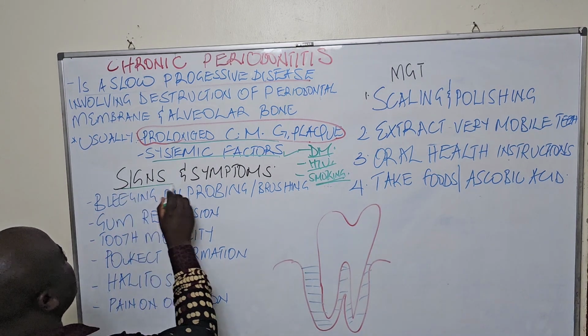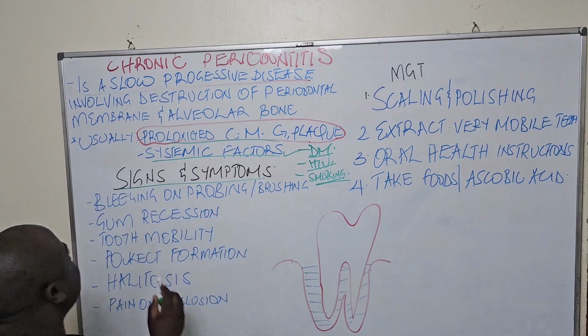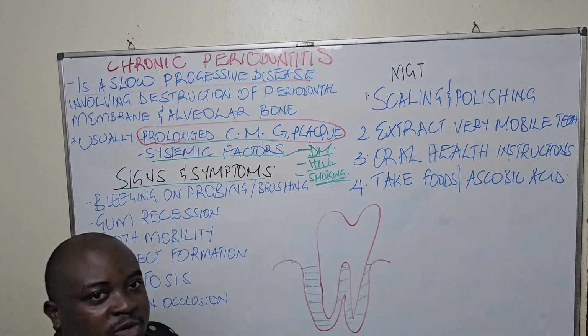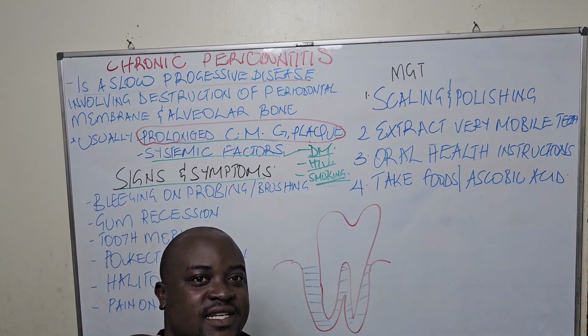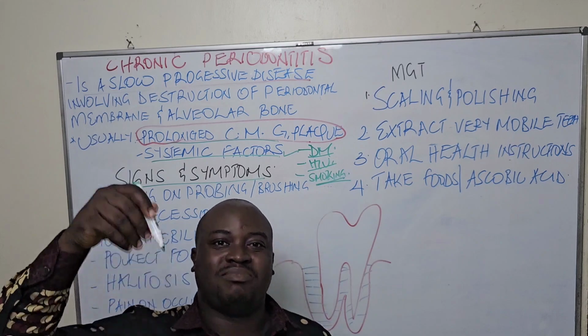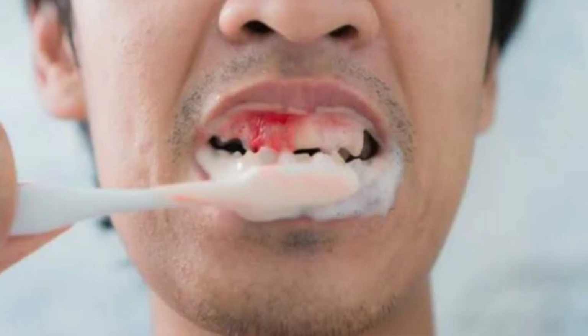Signs and symptoms. We have bleeding on probing. Probing means just touching the gum with a blunt instrument. Even when people are brushing or eating, there will always be bleeding of the gum.